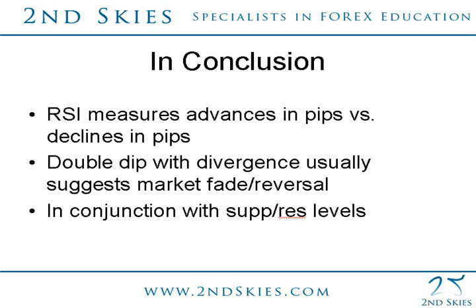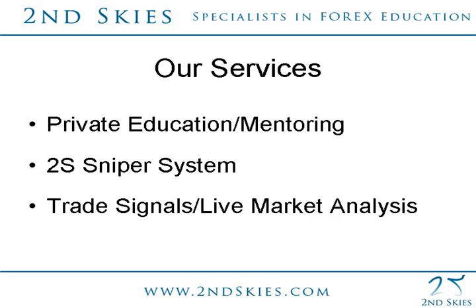The double dip with divergence is what we're really looking for, and that is the symbolic indication that they are looking to exit, that they are exhausted, that they are not looking to put any more capital into that position. And when you have that double dip in conjunction with the support and resistance levels matching up, that usually sets up a very high probability trade opportunity to catch a nice fade or reversal in that particular pair.